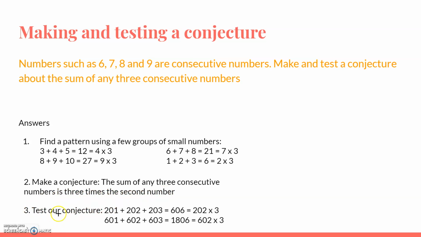So now to test our conjecture, we're given three 3-digit numbers, 201, 202, and 203. If we sum all of them up, we get 606. Then we multiply the second number, 202, by 3. We also get 606. 601, 602, and 603 gives us 1806. And if we multiply the second number, 602, by 3, we get 1806. So, as you can see here, after testing our conjecture, we now know that our conjecture is true.